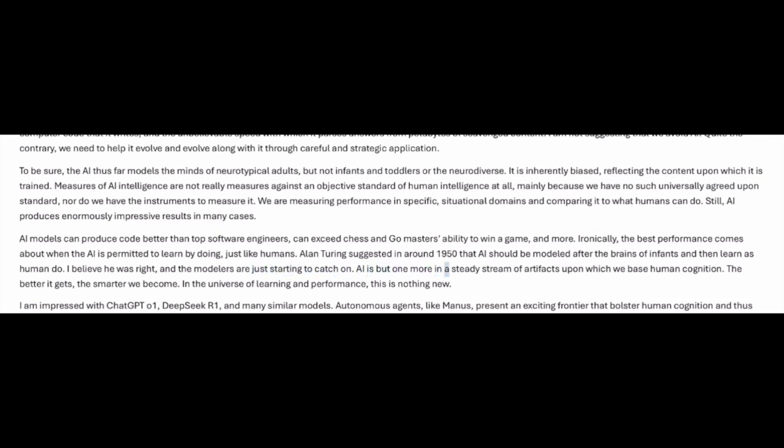AI is but one more in a steady stream of artifacts upon which we base human cognition. The better it gets, the smarter we become. In the universe of learning and performance, this is nothing new. I am impressed with ChatGPT-o1, DeepSeek R1, and many similar models. Autonomous agents, like Manus, present an exciting frontier that bolster human cognition and thus expands our intelligence. It is not human versus AI, where AI intellect increases as ours declines. That paints a very misleading picture.